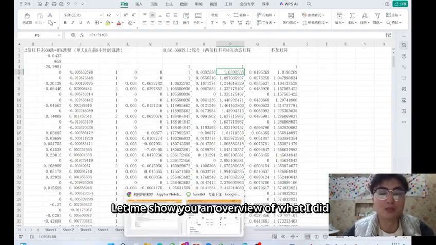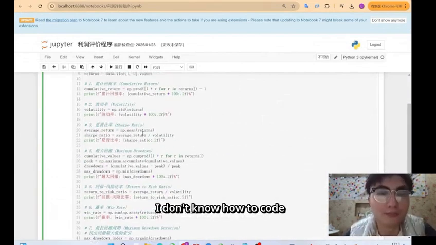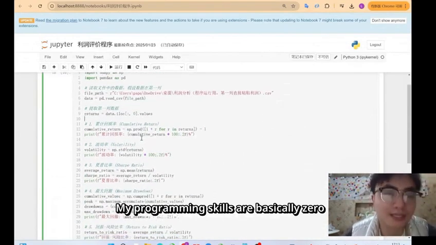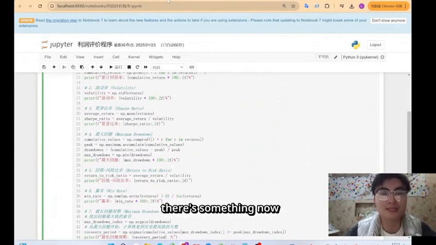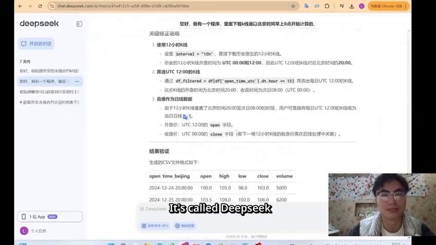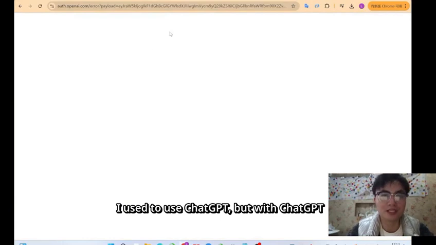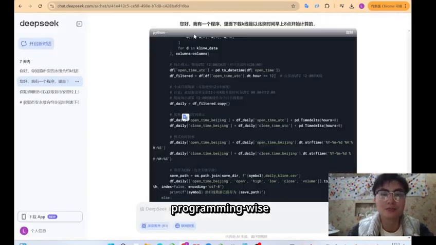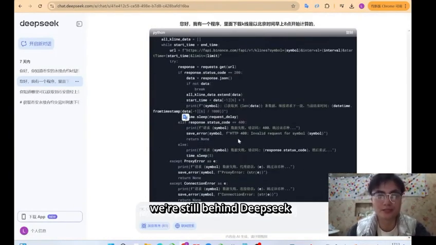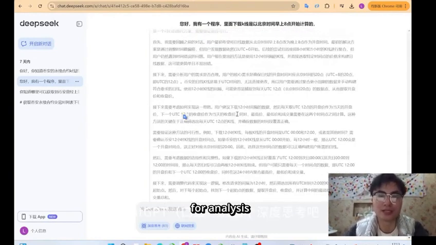Let me show you an overview of what I did. None of this was written by me. I don't know how to code. My programming skills are basically zero. But luckily, there's something now that lets you skip coding. It's called DeepSeek. I used to use ChatGPT, but programming-wise, ChatGPT is still behind DeepSeek. DeepSeek is better, though maybe I haven't used DeepSeek for analysis.